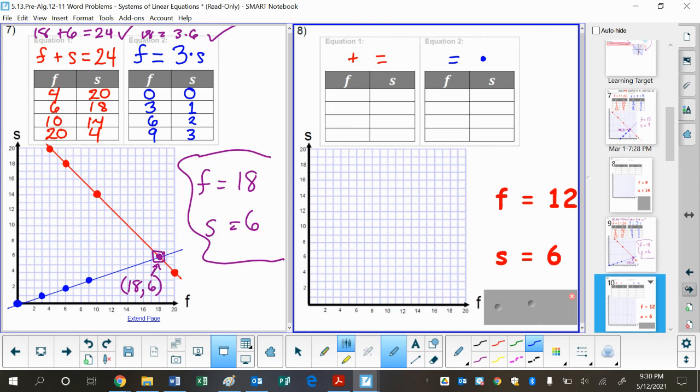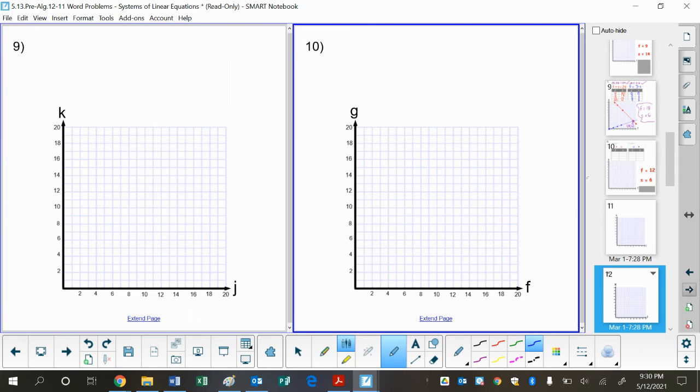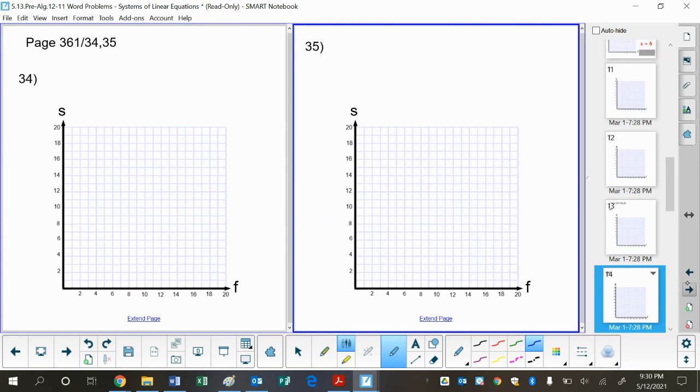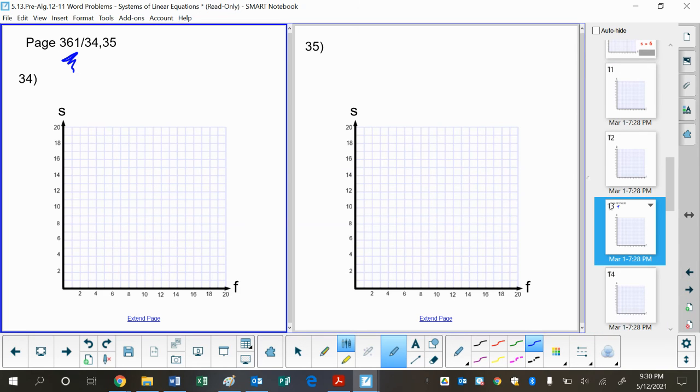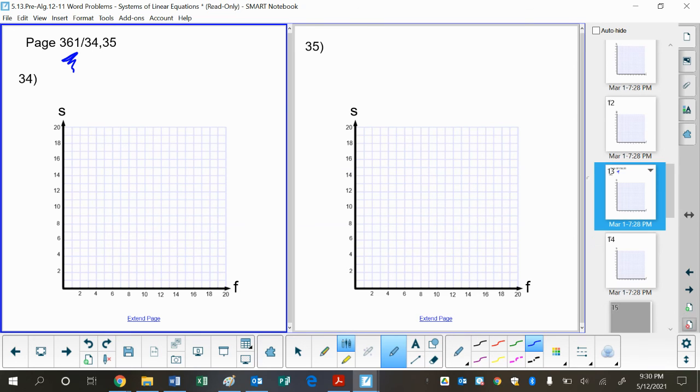So ladies and gents, with that in mind, you've pretty much just finished half your homework. Go ahead and complete 9 and 10 from that page. Then go ahead and page forward to page 361, where you're going to do numbers 34 and 35. And bring some questions when you've got them.